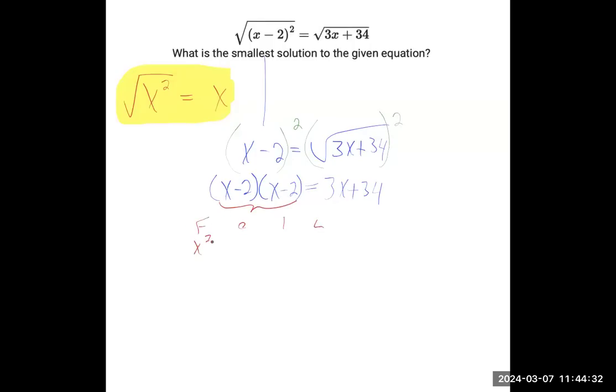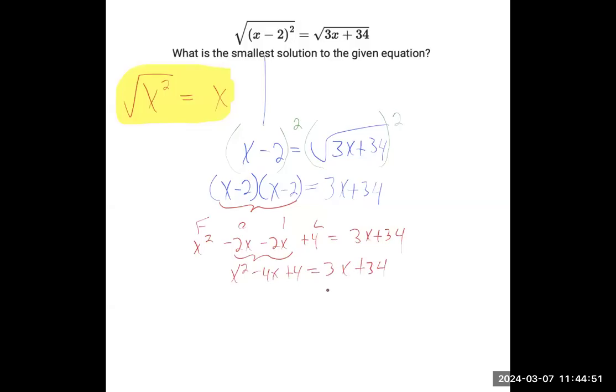First times first, x squared. Outer times outer, minus 2x. Inner, inner, minus 2x. Last and last, positive 4. And that equals 3x plus 34. Combine like terms. x squared minus 4x plus 4 equals 3x plus 34.